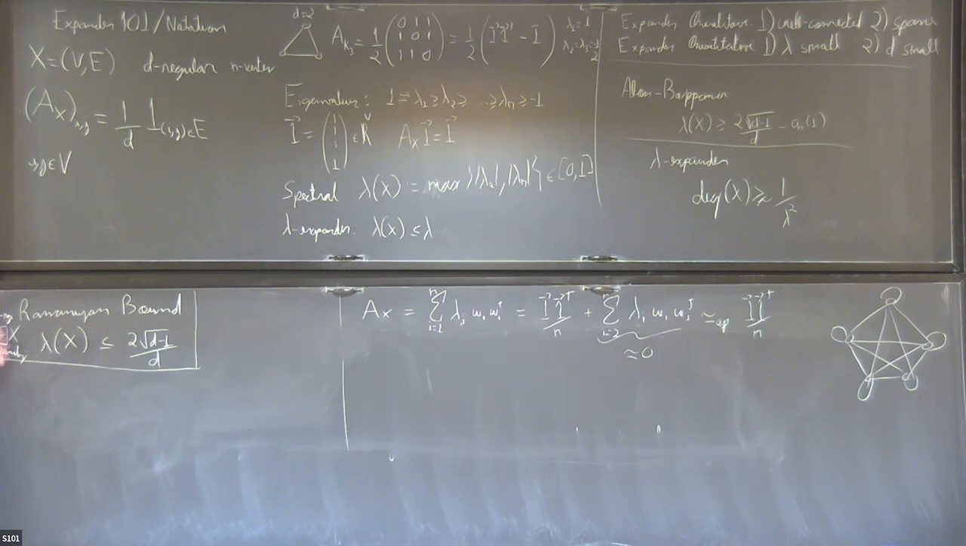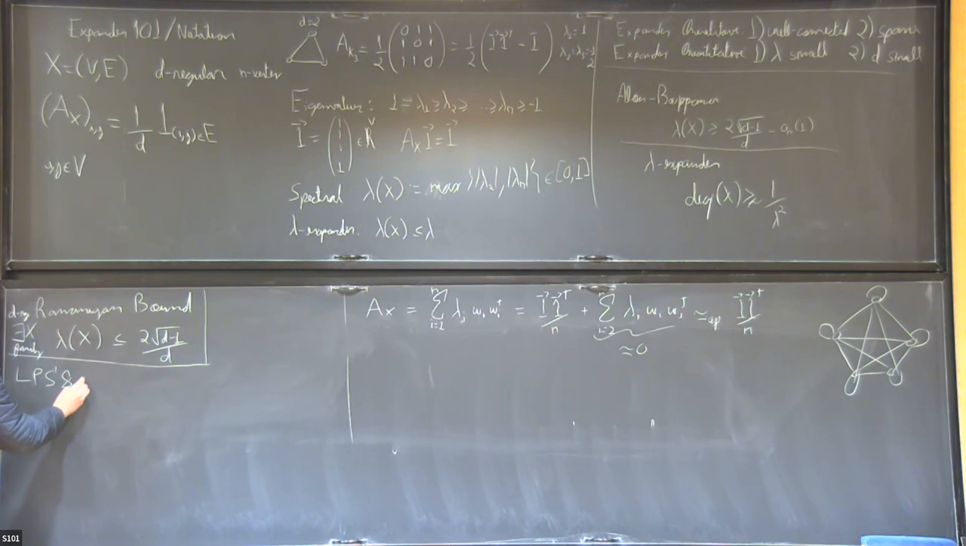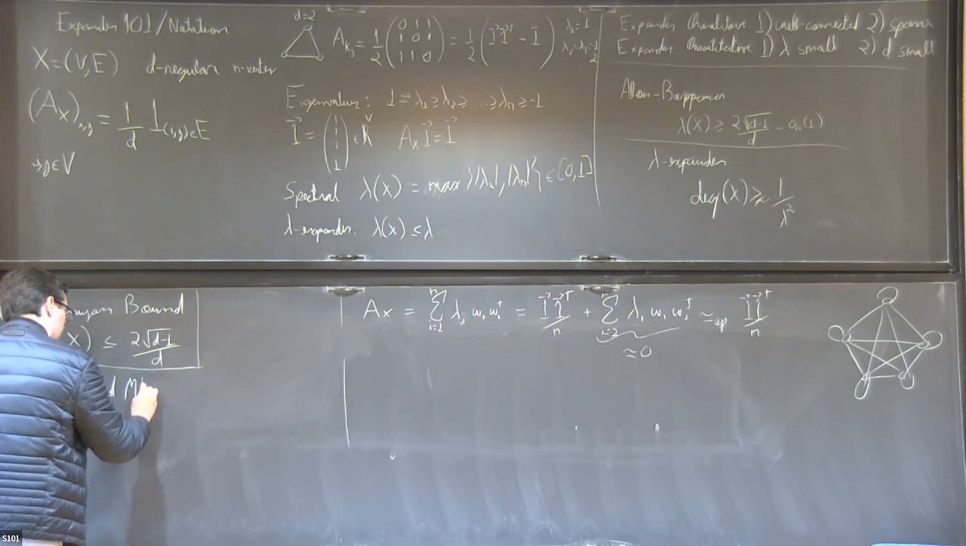So this is the Ramanujan bound, and Lubotzky, Phillips, and Sarnak in the 80s, in 88, showed explicit constructions, and also Margulis showed explicit constructions.